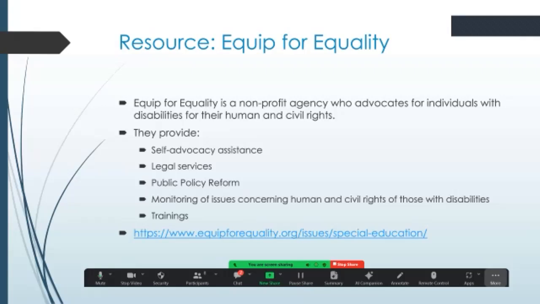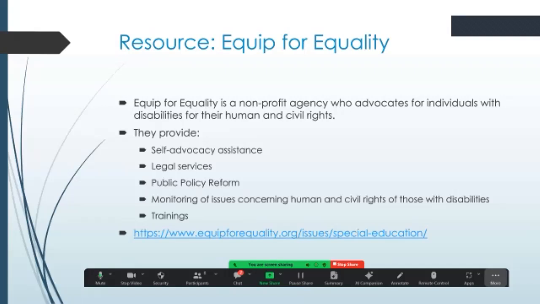They can provide legal services. They also help to make these changes and advocate on the behalf of individuals with disabilities through public policy reform to help change the laws to help them better, as well as monitoring of issues concerning human and civil rights of those with disabilities. And they also provide trainings throughout Illinois.